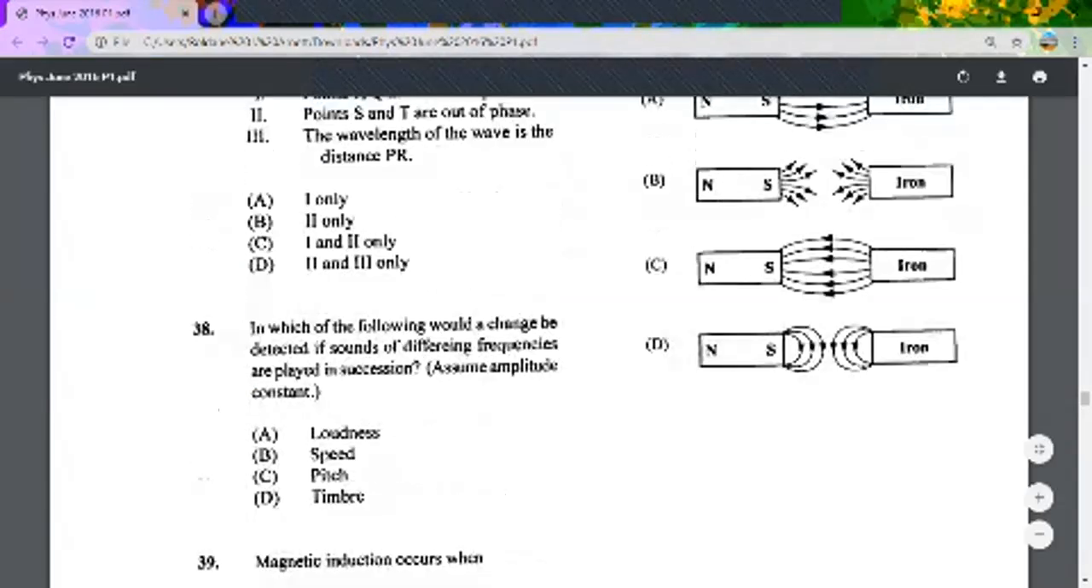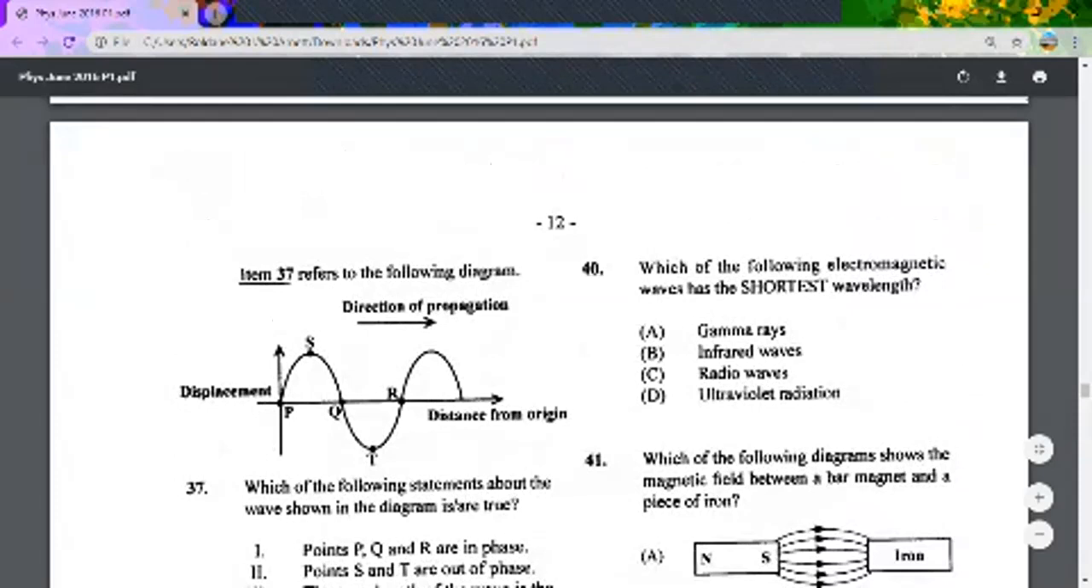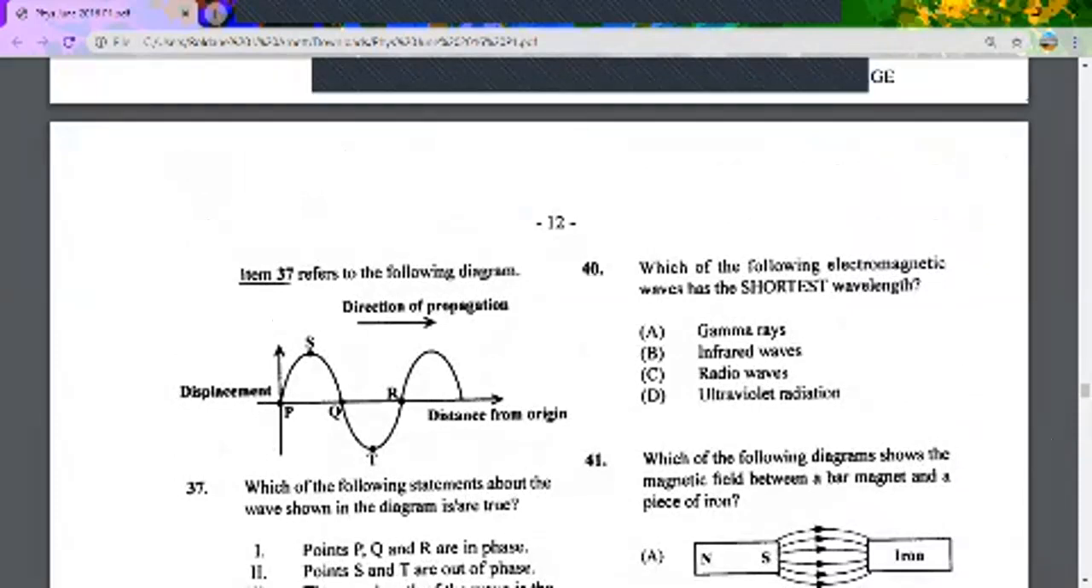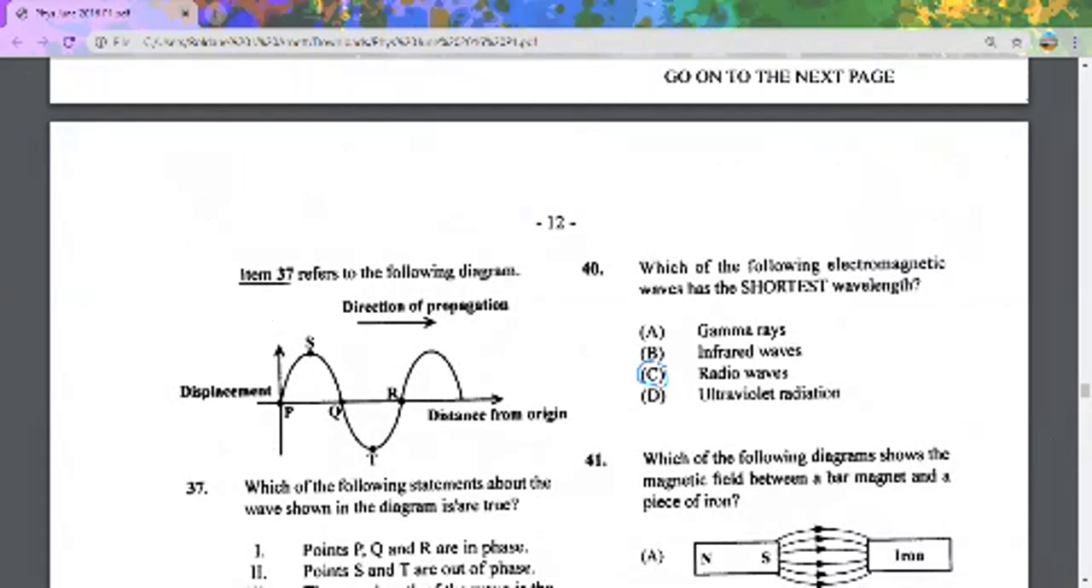40. Which of the following electromagnetic waves has the shortest wavelength? This would have to be C. Radio waves have the shortest wavelength. And just for a bonus, yes, they have the shortest wavelength.